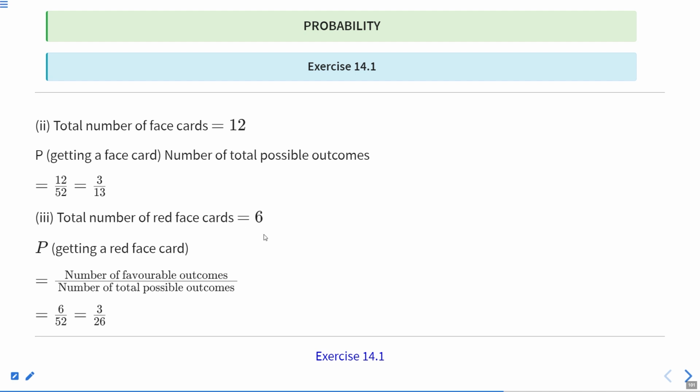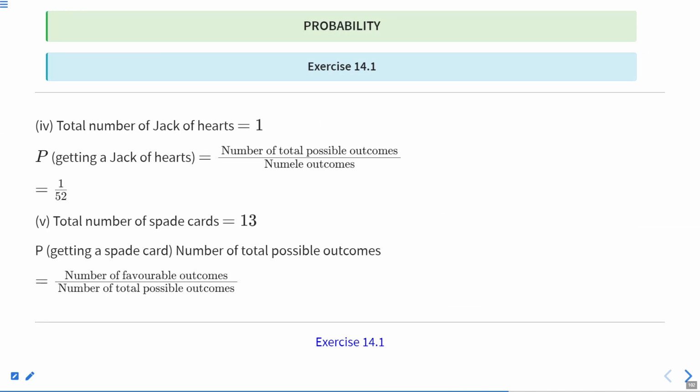And total number of red face cards is 6. Then probability of getting a red face card is equal to number of favorable outcomes divided by number of total possible outcomes, that is equal to 6 by 52 and this is equal to 3 by 26. Okay, so probability of getting a red face card is equal to 3 by 26.